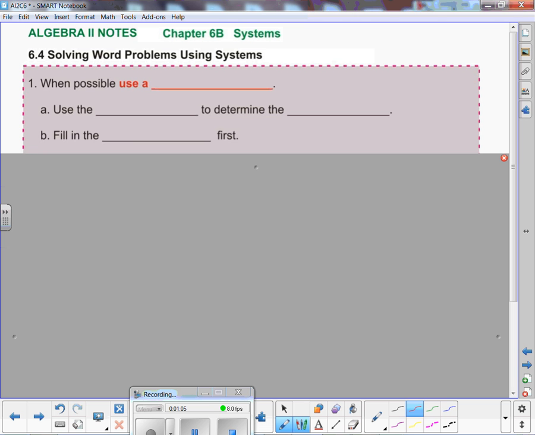Solving word problems using systems. So number one, when possible, use a chart. In other words, anytime you can use a chart, use a chart. There are some word problems, and if we get to it at the end of the lesson, you'll see where no chart can be used, but whenever you can, use a chart. All right, A, use the formula to determine the columns. So the formula is going to allow you to determine the columns of the chart.